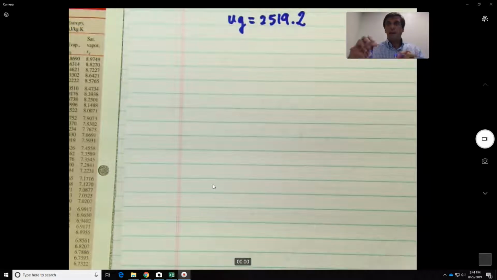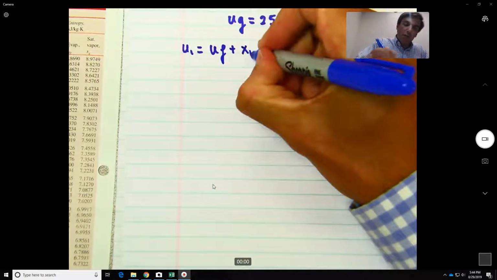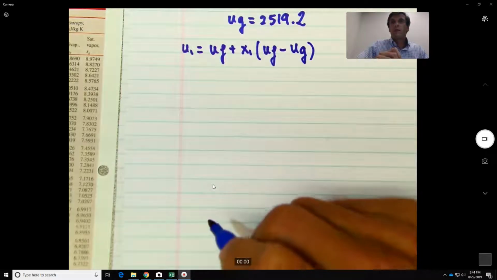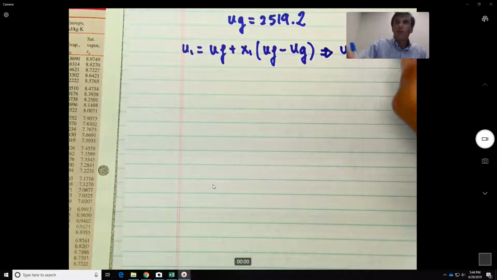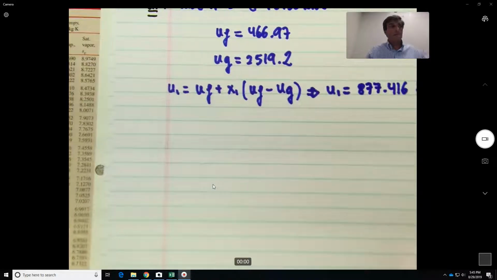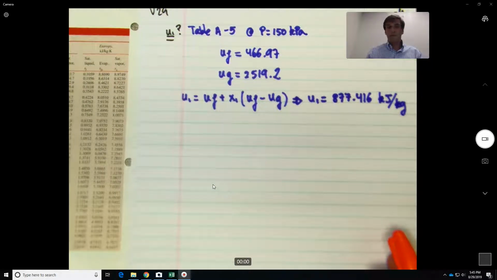Alright, so now we can find U1 as being equal to UF plus X1 (UG minus UF). Okay, so if you do this calculation, you find that U1 will be equal to 877.416 kilojoules per kilogram. Let me zoom out a little bit. Sorry for that. There we go.